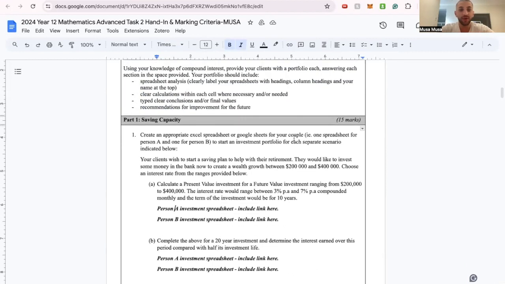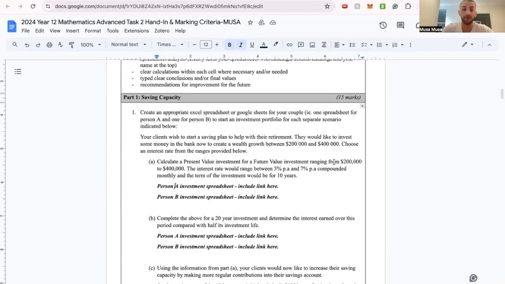Okay, so create an appropriate Excel spreadsheet or Google Sheet for your couple, one spreadsheet for person A and one for person B. Start an investment portfolio for each separate scenario indicated below. Your clients wish to start a saving plan to help with their retirement. They would like to invest some money in the bank now to create a wealth growth between $200,000 and $400,000. Choose an interest rate from the ranges provided below.